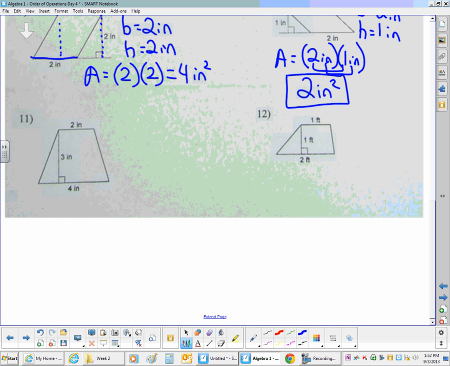For these last two problems, these are called trapezoids. You'll notice there's a little bit more information about them. And we're going to identify the two bases. It doesn't really matter which one you identify first. So B1 equals, we'll say that's the bottom base of 4. B2 could be the top base of 2. And then the height is 3 inches.